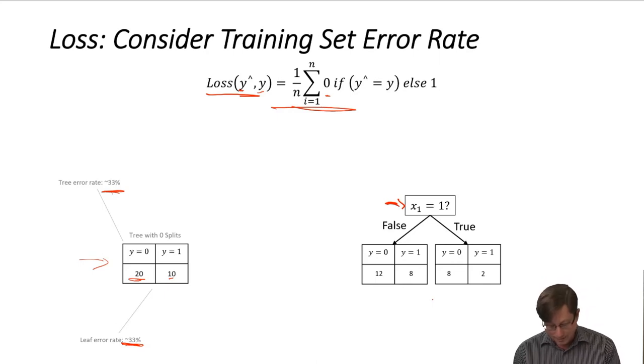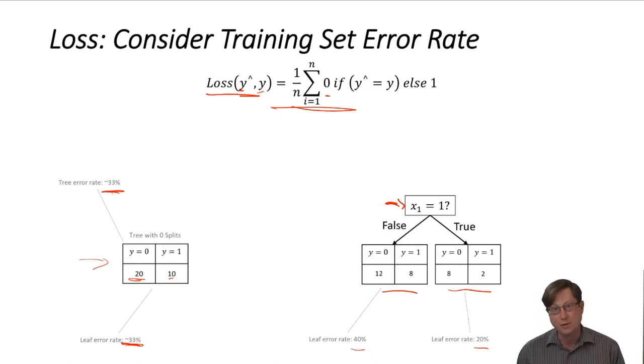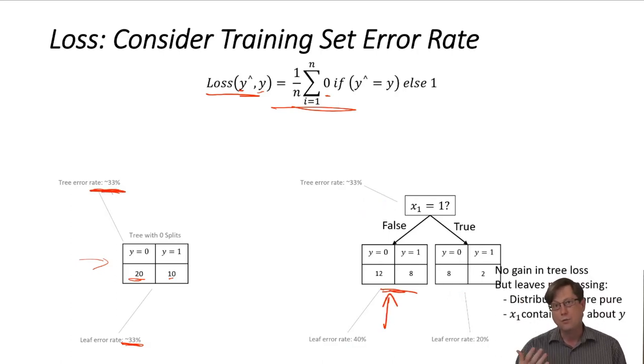It certainly changes the distribution of the class labels between its two possible outcomes. So there's some information there. One of the leaves gets a little better. One of the leaves gets a little bit worse. But overall, because you're doing the weighted thing across the entire tree, the error rate hasn't changed. Okay, so what's the problem with that?